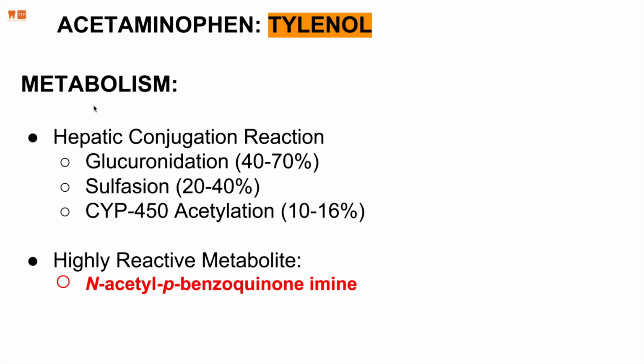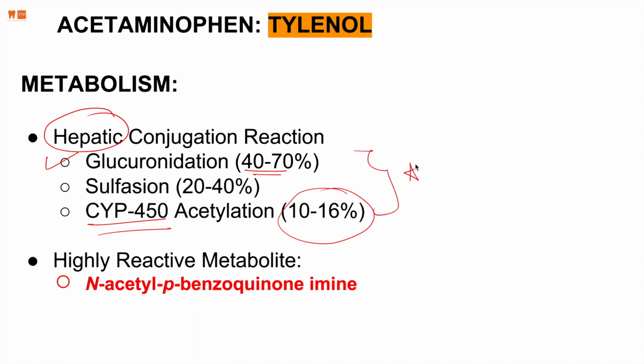Okay, guys. Metabolism of acetaminophen, this is very important. It is complete hepatic conjugation reaction. There are 3 types of reactions. It'll be shown in our general pharmacology videos in the future. So, glucuronidation at 40 to 70%, that's the method of hepatic metabolism. Sulfation is for 20 to 40%. And then CYP, cytochrome P450 acetylation at 10 to 16%. That is how it is metabolized. And yes, it is important to remember these 3 points. They can be asked on the exam.